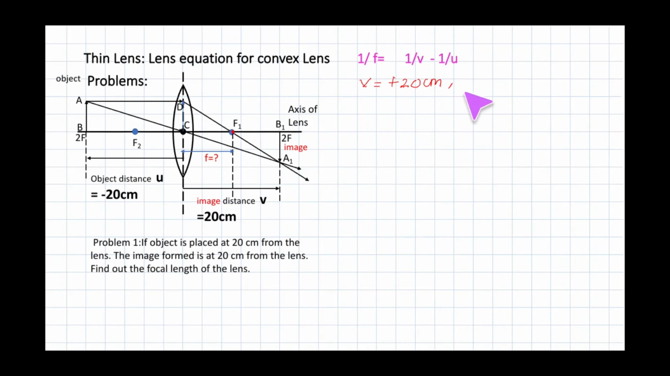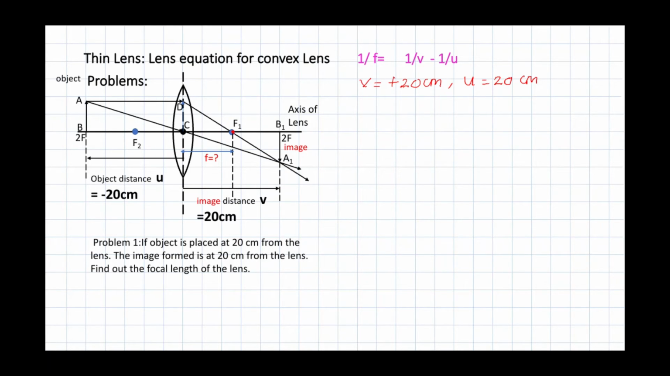Remember, u is equal to minus 20 centimeter because u is always negative, because the object is to the left of the optical center. So remember that the object is before the lens and at distance minus u. The image is after the lens, at distance plus v, and the focal length of a convex lens is again to the right of the lens, so that is plus.